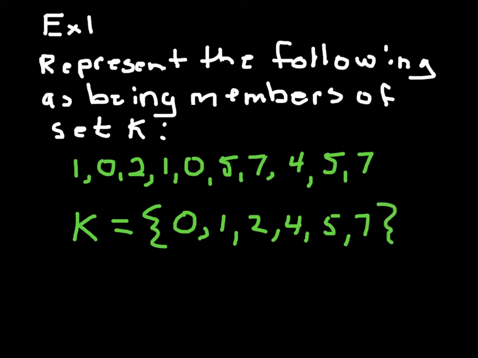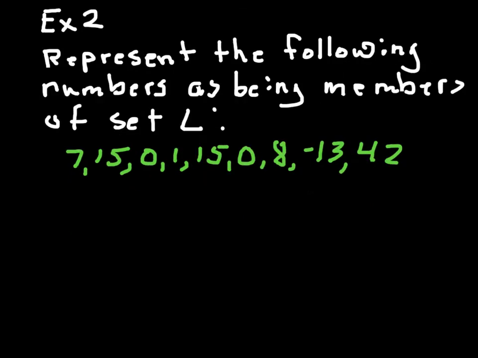Now here I did put the numbers in order, but I didn't have to. And again, with something I mentioned earlier, even though there's 2 zeros, I just list it once. And even though there's 2 ones, I just list 1 once. And that's what we call set K. So set K would contain these numbers.